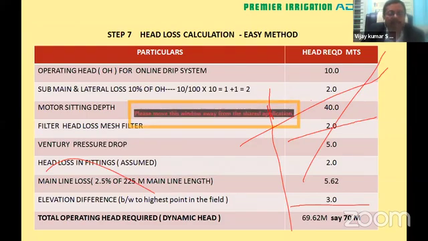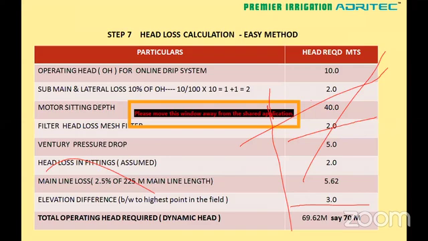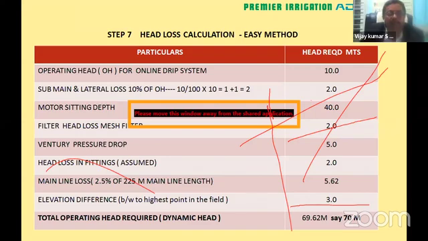Also, don't forget to take the elevation, because you need to carry the water to the highest point. So elevation will be around 3 meters. So totally, when I total up all the head that is required, that will come to around 70 meters. So basically, we have what we call the total dynamic head.